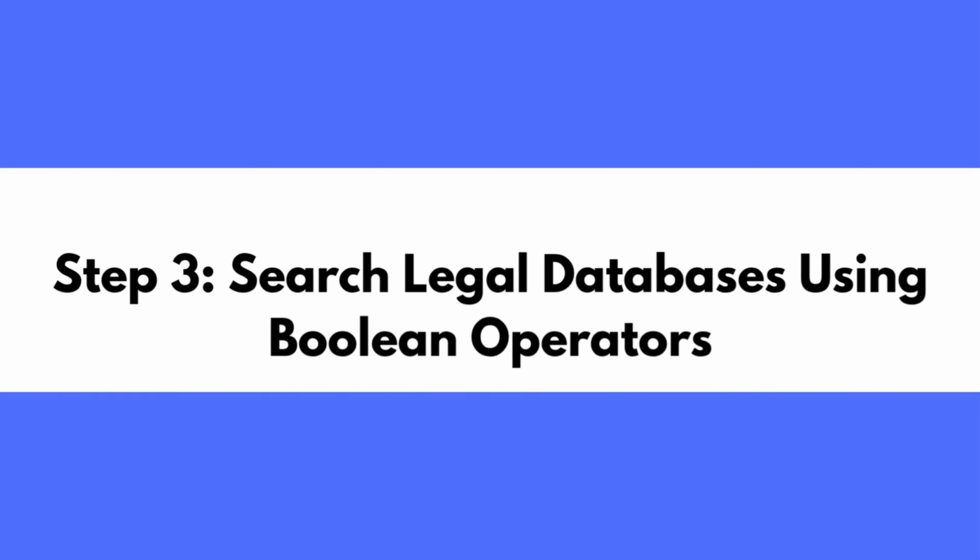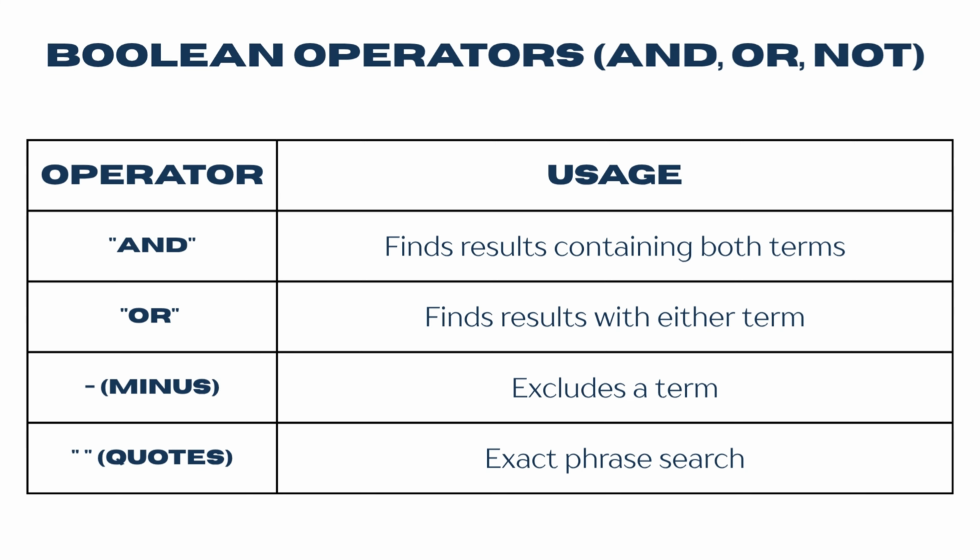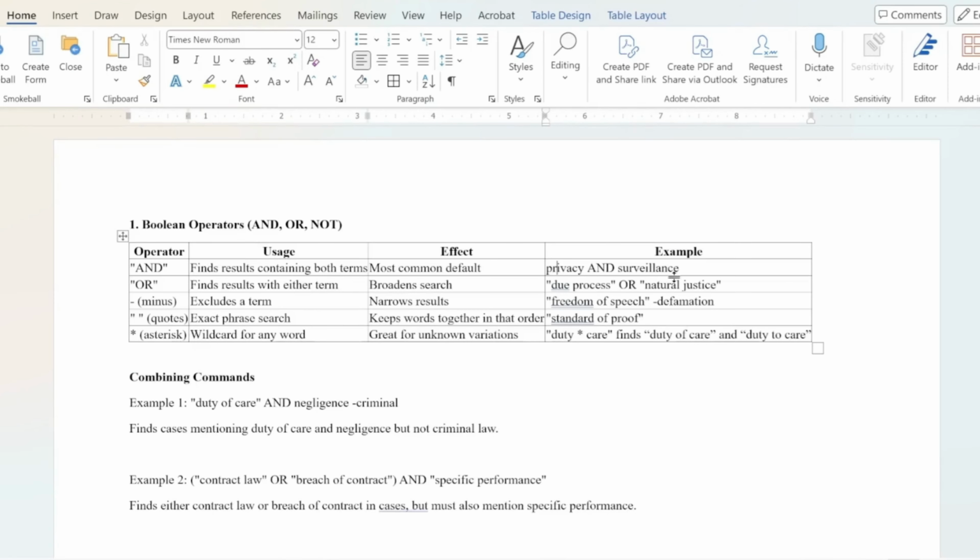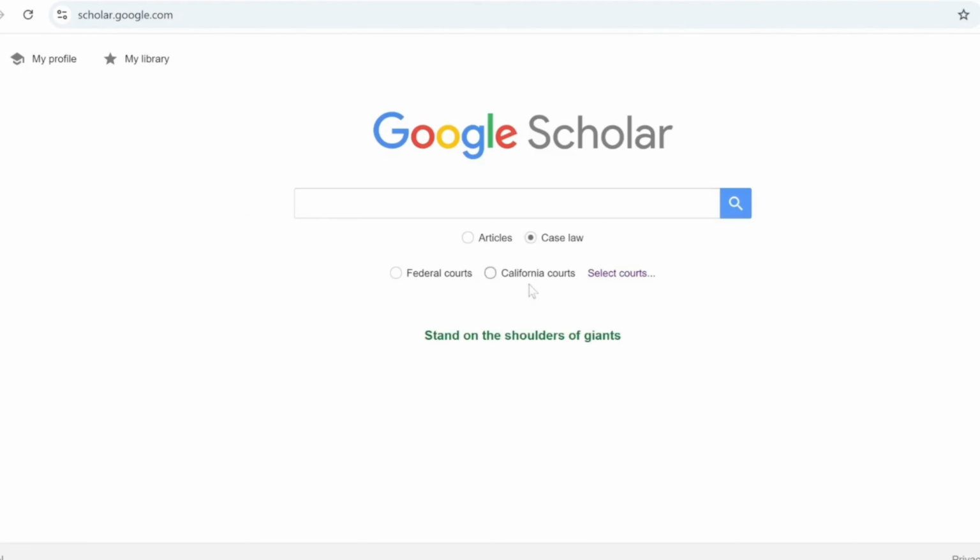Step 3. Search legal databases using Boolean operators. Start searching legal databases like Westlaw, LexisNexis, or free resources such as Google Scholar. Use Boolean operators, AND, OR, NOT, to combine or exclude terms, and quotation marks for exact phrases. Test different keyword combinations and phrases to refine your results.